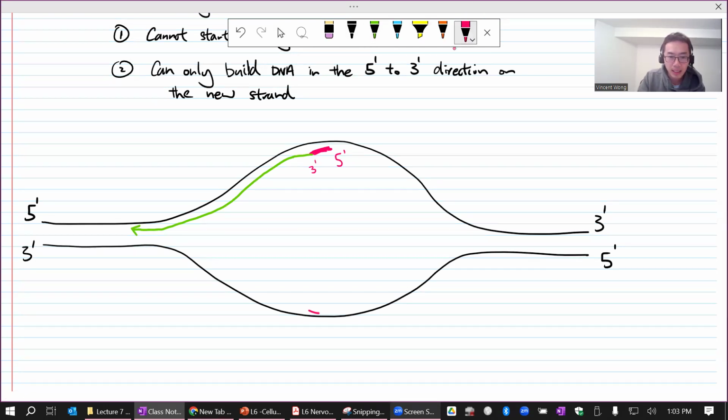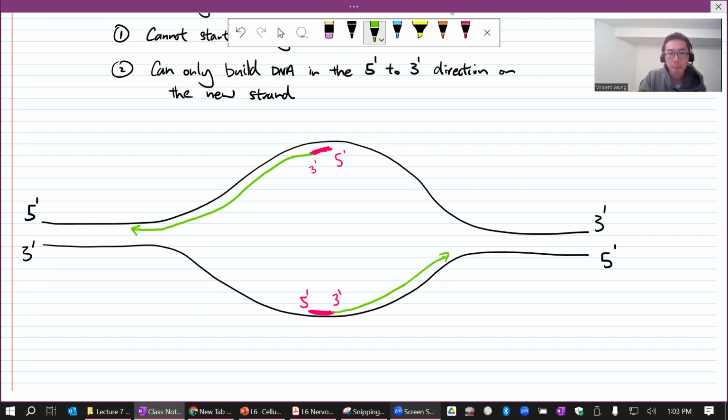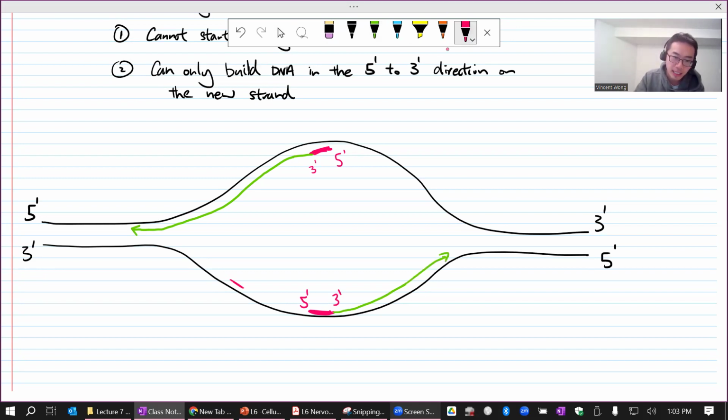But on the other side, if you put the primer here, that's 5 to 3. It's always opposite to the template, right? Always opposite to the black line. And this time it is going to go this way, right? But as you open up more, you're going to need another primer. You're going to need another primer, and so on and so forth. Same thing for the top strand, but on the other side of the bubble. You're going to need another primer and another primer. Like that, right?